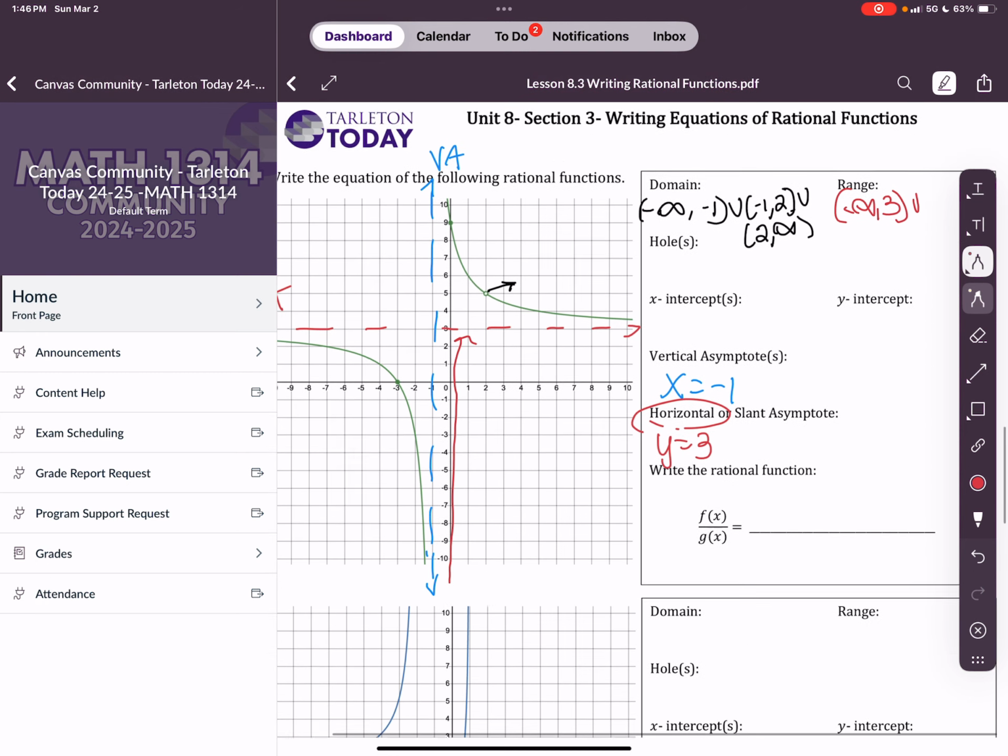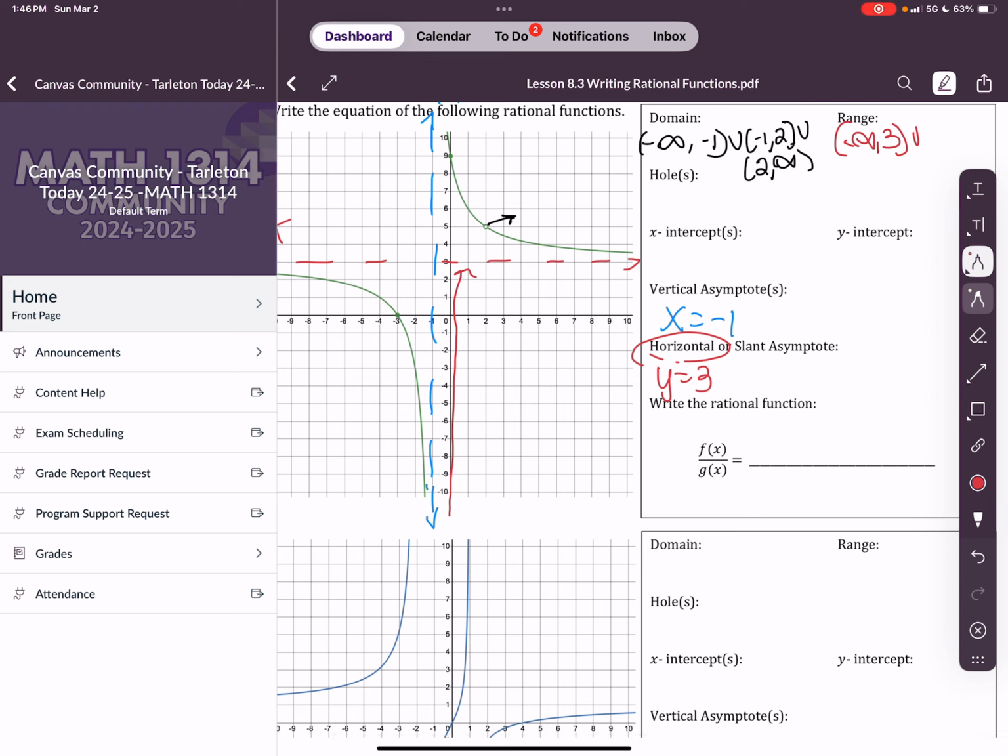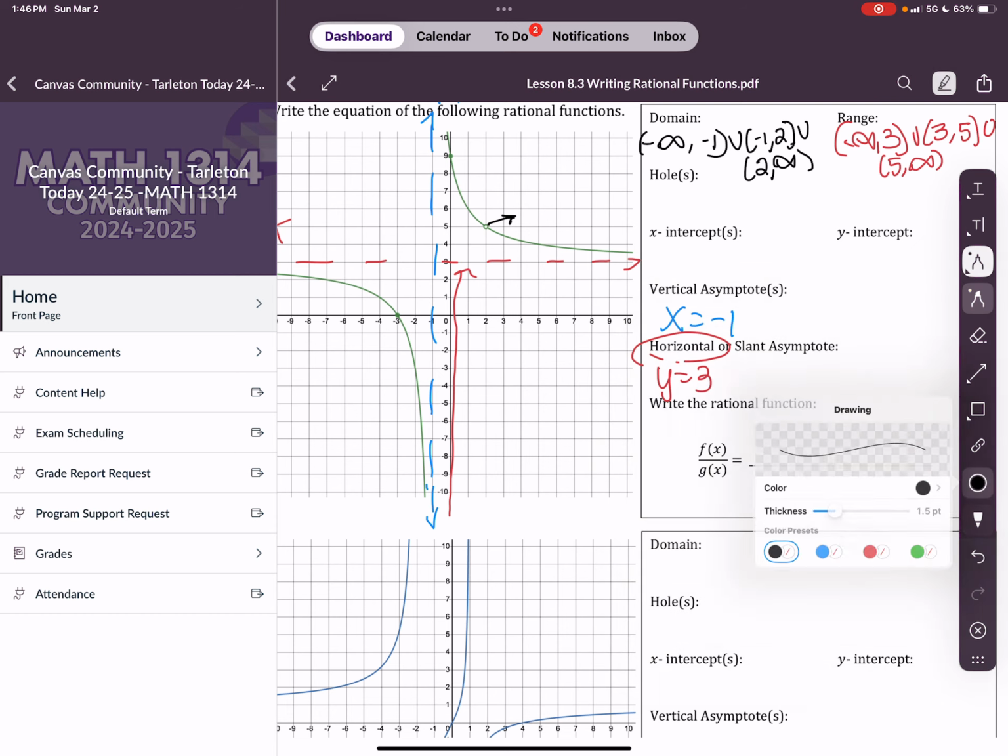I wish I could move this thing. Maybe one of y'all will tell me how I can do that later. All right, and then I go from 3 to my hole, because remember, it doesn't include the hole. So I'm going to go from 3 to 5, and then that's a U, by the way. And then I'm going to pick back up and go 5 to infinity. Okay, so there's our range.